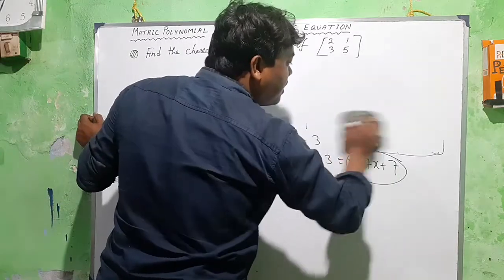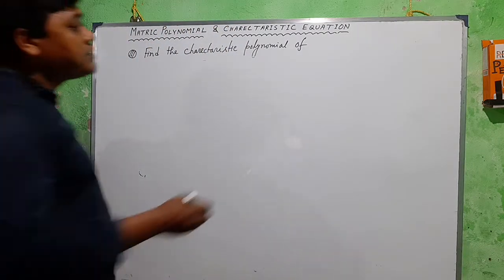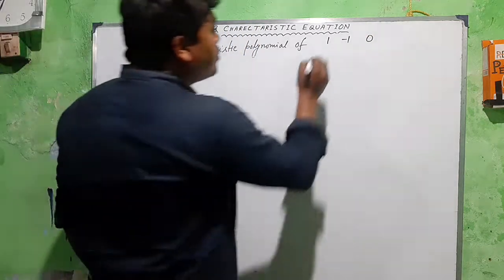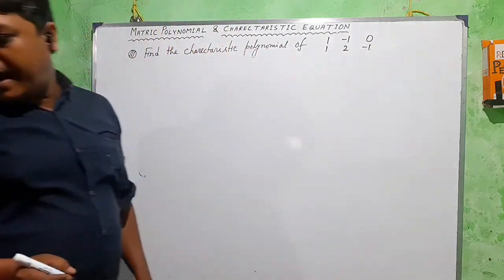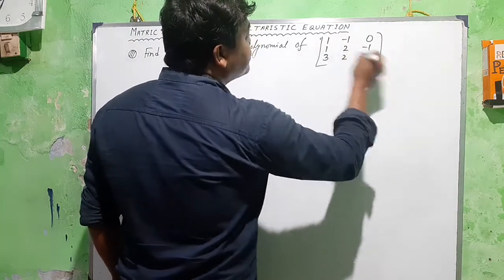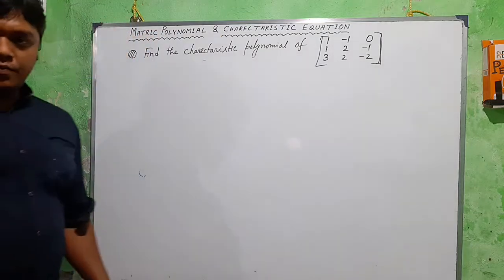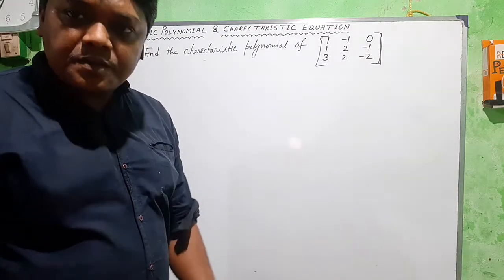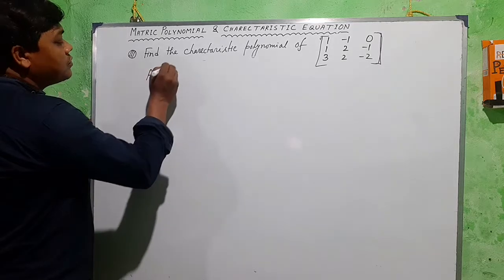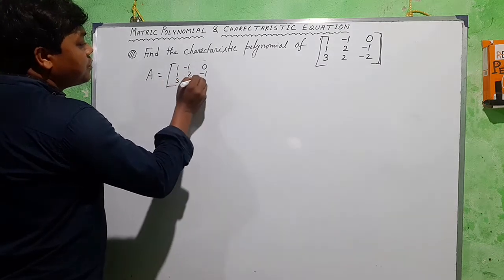Find the characteristic polynomial of the matrix 1 minus 1 0, 1 2 minus 1, 3 2 minus 2. Clearly you see that this is a 3 cross 3 matrix, so of course the characteristic polynomial must be a polynomial of degree 3. So let A equal 1 minus 1 0, 1 2 minus 1, 3 2 minus 2.